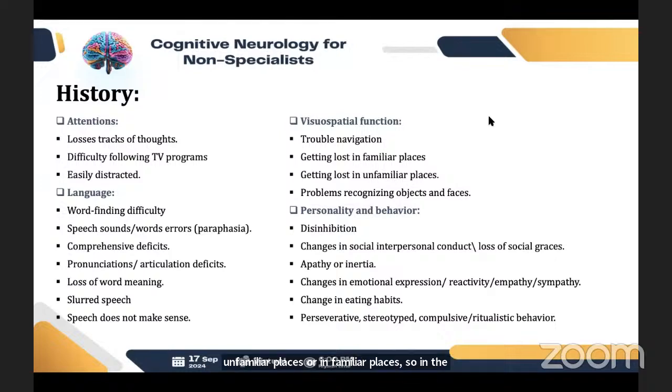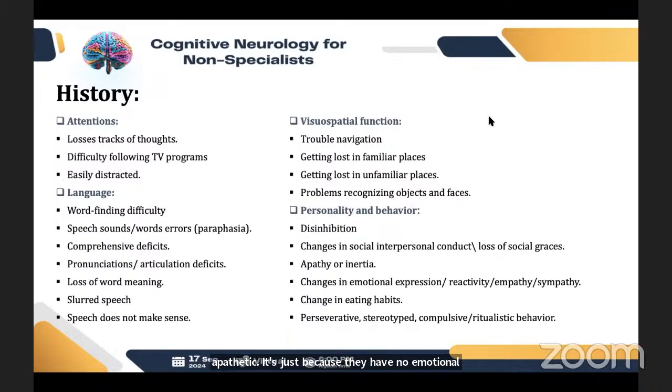And personality and behavior that could be signaling towards behavioral variant FTD, like disinhibition, change in social and interpersonal conduct, apathy or inertia, changes in emotional expression, reactivity, empathy, sympathy. They don't care anymore if someone passes away in the family or if there is a wedding in the family. It just does not concern them. And it's not because they're apathetic, it's just because they have no emotional reaction to that anymore.